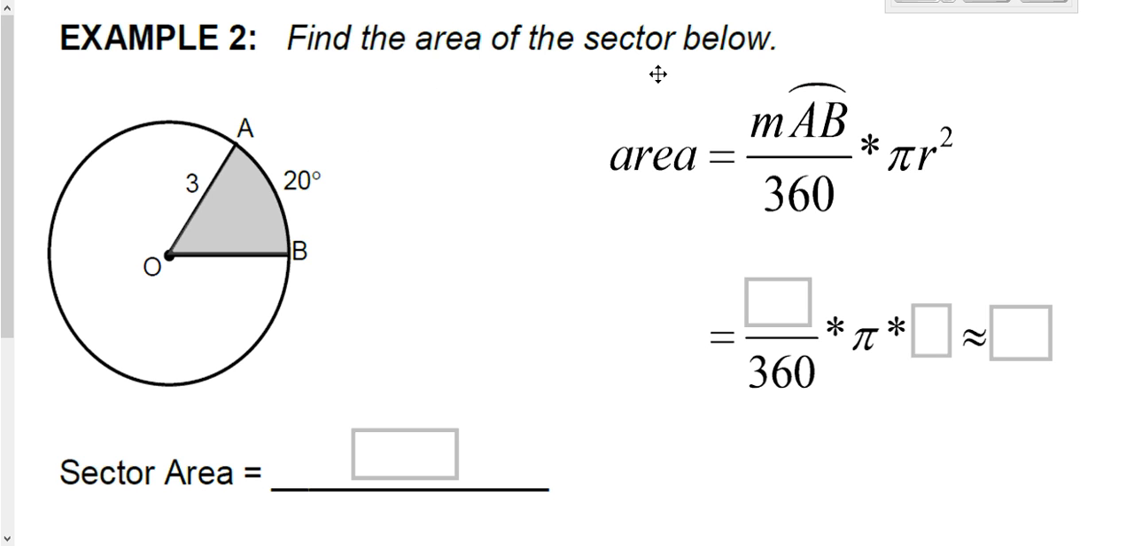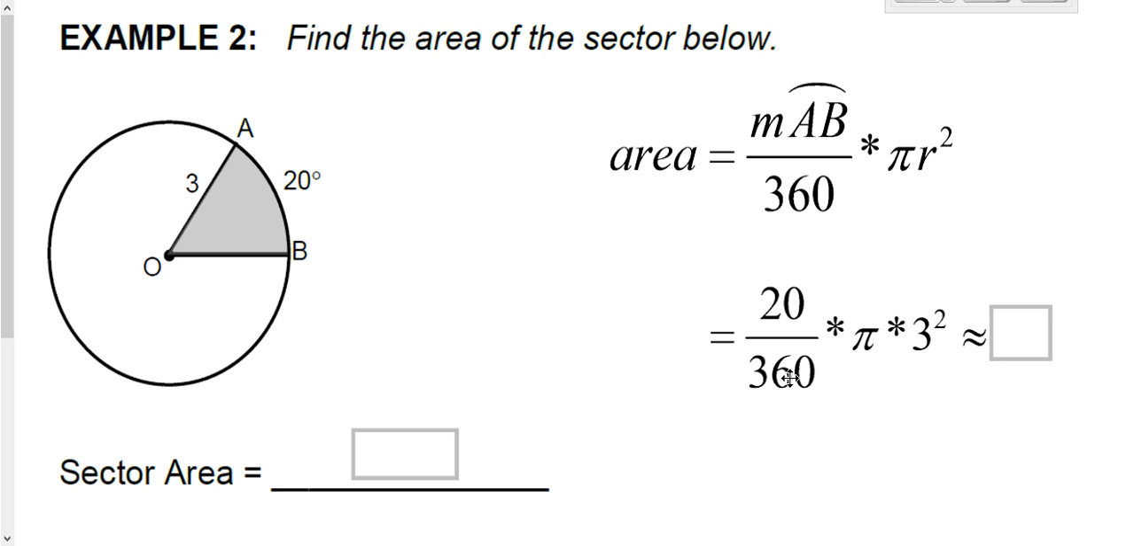We're going to find the area of the sector below in example 2. So we can see it shaded. We can see the arc measure is 20 degrees and the radius is 3. So again, by the formula, we're going to take the measure of that arc, or central angle, 20 degrees, divided by 360, and then take it times the area formula, not the circumference formula. Pi times the radius to the second power.